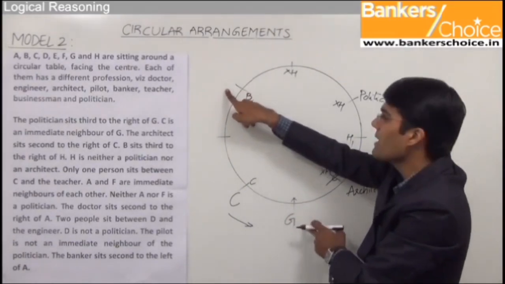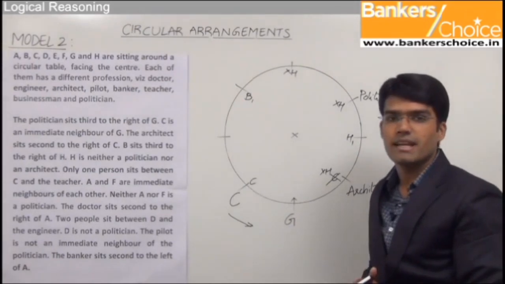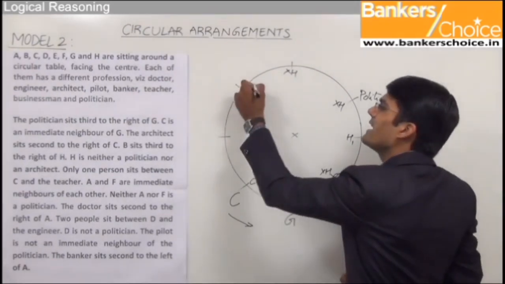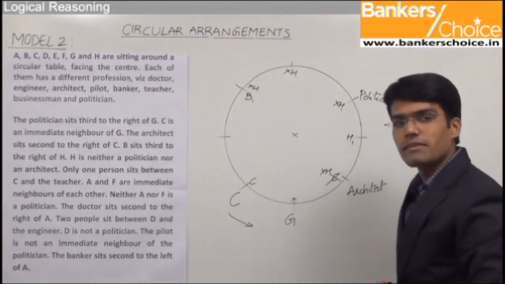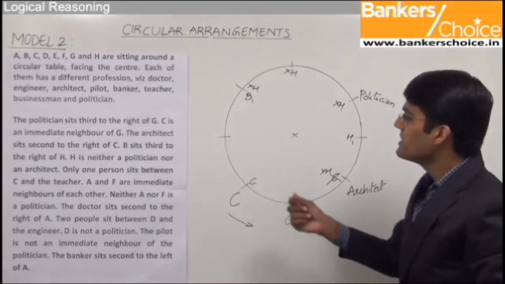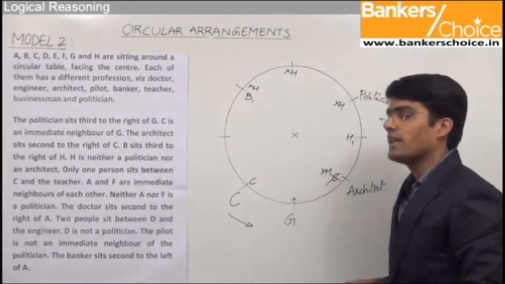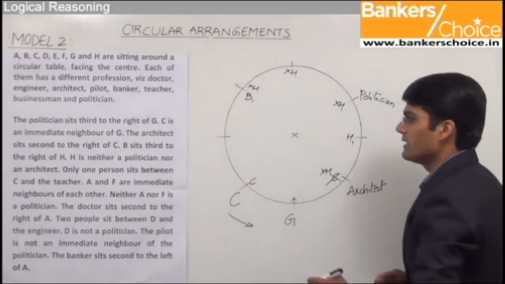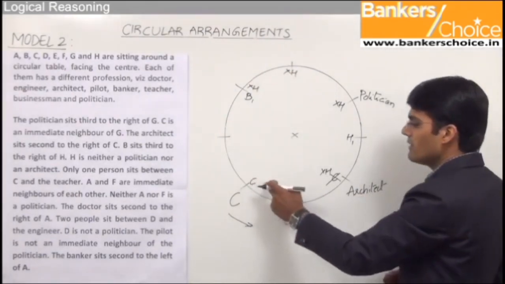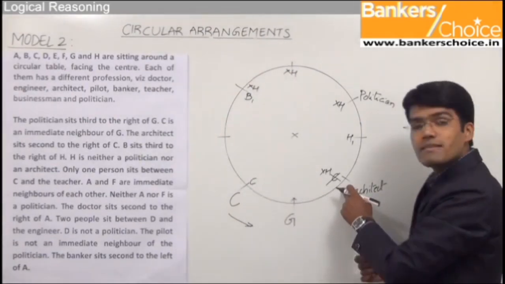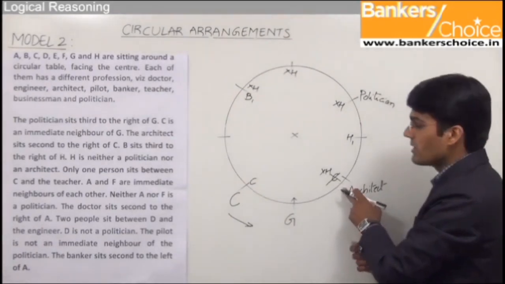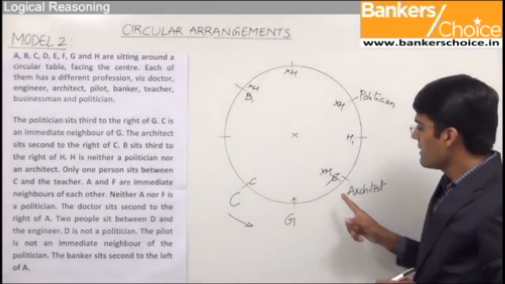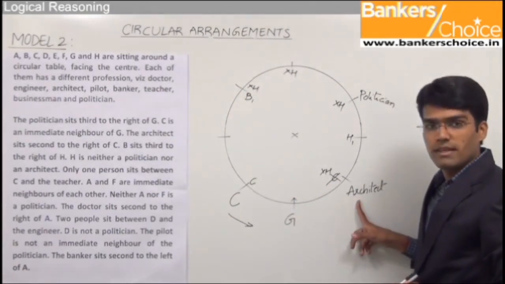And if B cannot come here, H cannot take that place. So now we can say that H cannot occupy that place. And the last possibility for H is this position. If H comes here, B should be coming third to the right of H, that is in the anti-clockwise direction. So 1, 2 and 3. This place should be occupied by B. So clearly, if H sits here, B should be coming in this position.